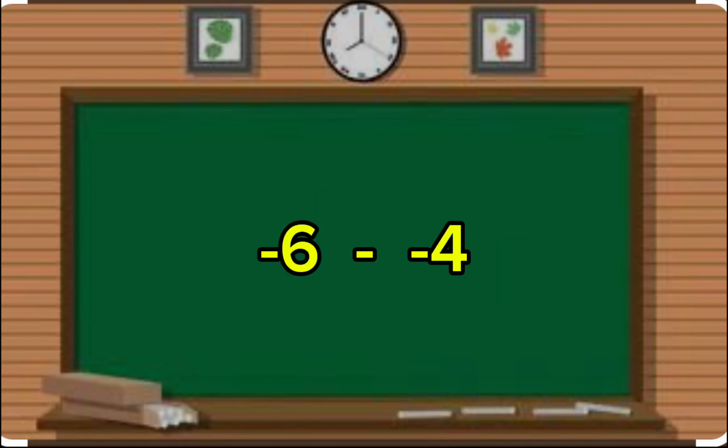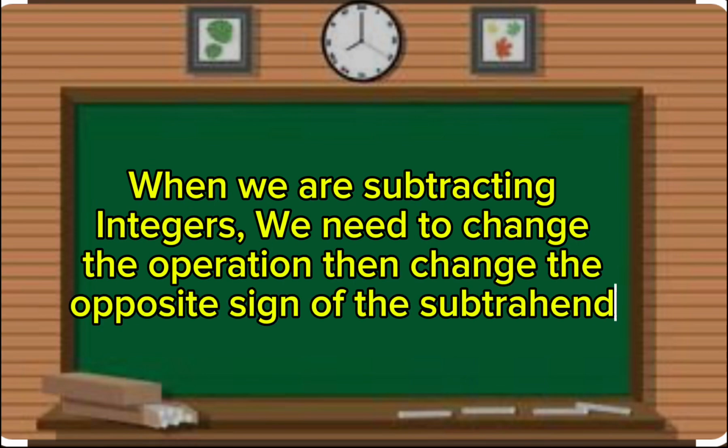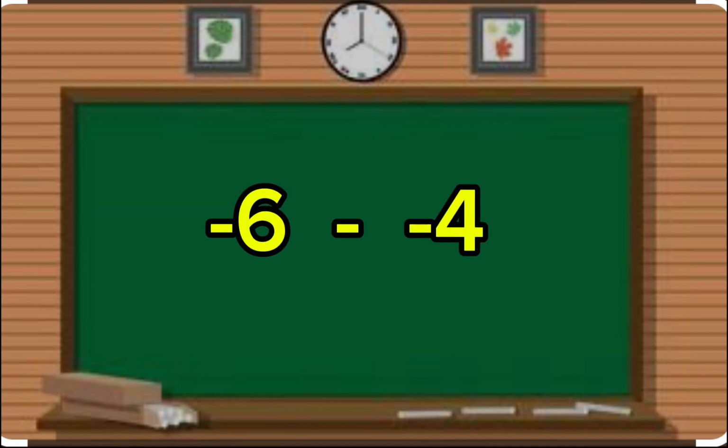Let's try another one. This time, we are subtracting both negative integers. So, we have negative 6 minus negative 4. Again, we need to remember that when we are subtracting integers, we need to change the operation. So, now, we have to change minus sign into plus sign.